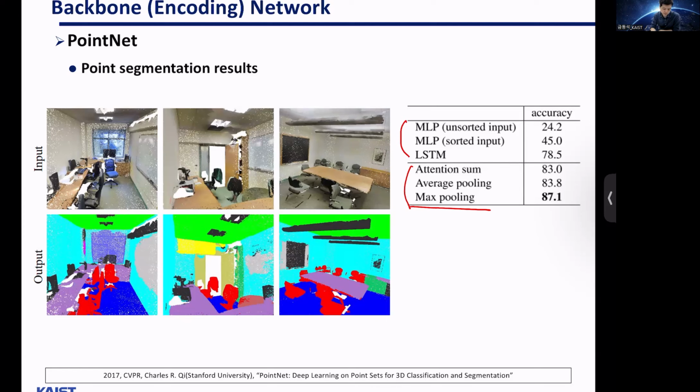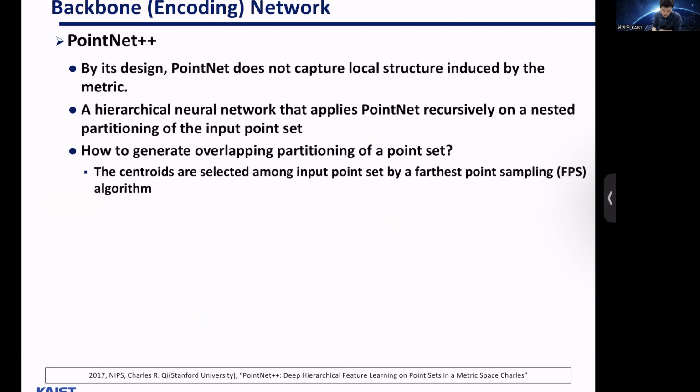Again, at this point in time, there was no good point backbone for point clouds. So this was very early work. And then this PointNet evolved further. You can see this work is from 2017, published in NeurIPS 2017, and they called it PointNet++.